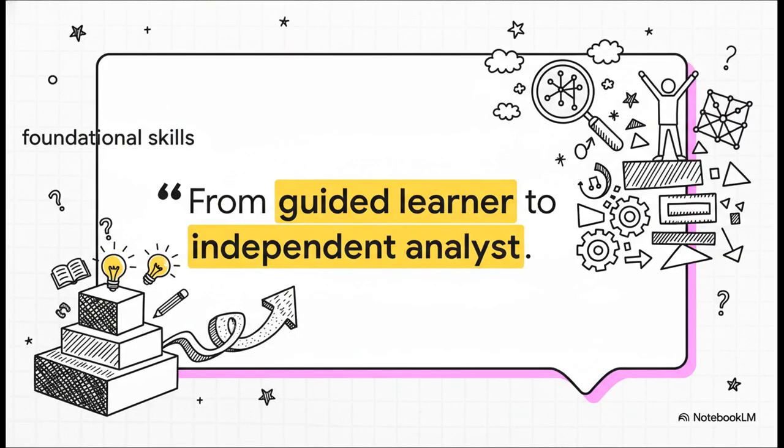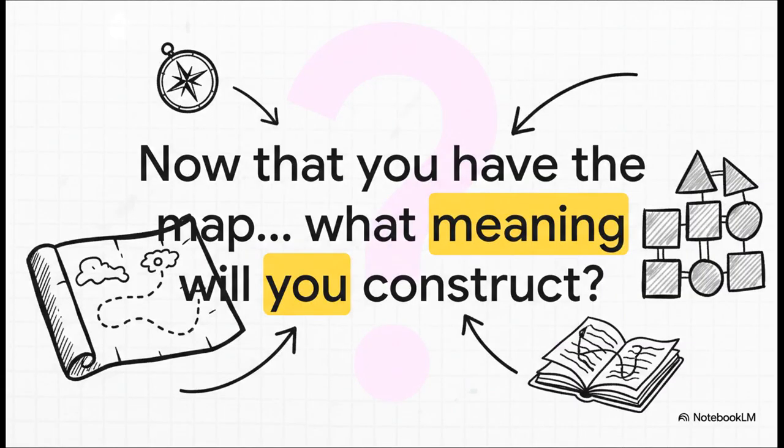So you see, the whole point of this entire process is to take you on a journey. It's a clear transformation, moving you from being a guided learner to becoming a confident, independent analyst who can tackle complex texts all on your own. The genre-based approach gives you the map and it gives you the compass. You've got the structure, you've got the skills. So the only real question left is, now that you have the tools, what amazing new meanings are you going to build?